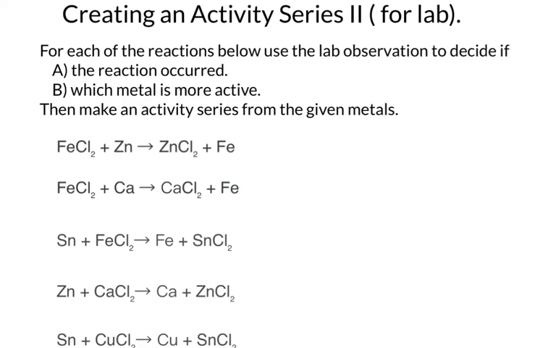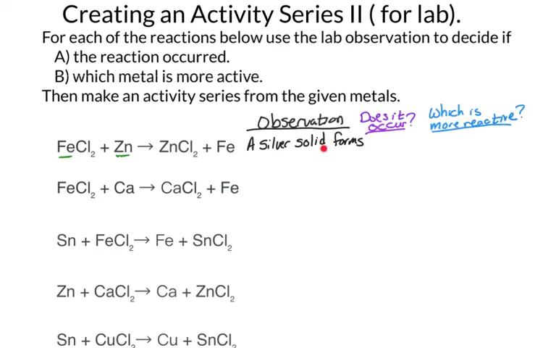Notice that you may already have a chart and you could look at it and know the answers ahead of time, but the idea is to learn how it is done so that during the experiment in lab you know how to set up an activity series with the results that you see. The first reaction we're going to look at is iron chloride plus zinc, making zinc chloride and iron. And for this reaction, we're going to see that it does occur because we see a silvery iron colored solid forming. In fact, this is how galvanized steel works, just in case you wanted to know.